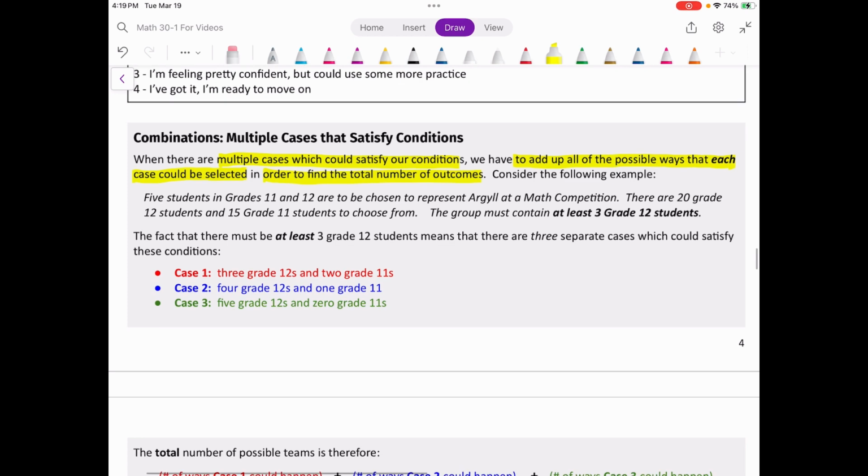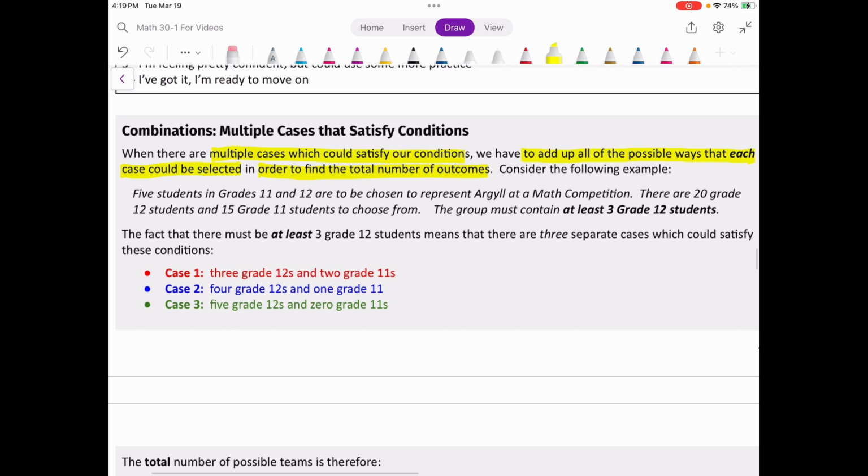Best way, I think, to think about it is probably just to start out with an example so we can see the logic here. So consider this one. 5 students in grades 11 and 12 are to be chosen to represent Argyle at a math competition. There are 20 grade 12 students and 15 grade 11 students to choose from. The group must contain at least 3 grade 12 students, and it's that at least that means there's more than one way we could satisfy these conditions. In fact, there are 3 ways, 3 different cases.